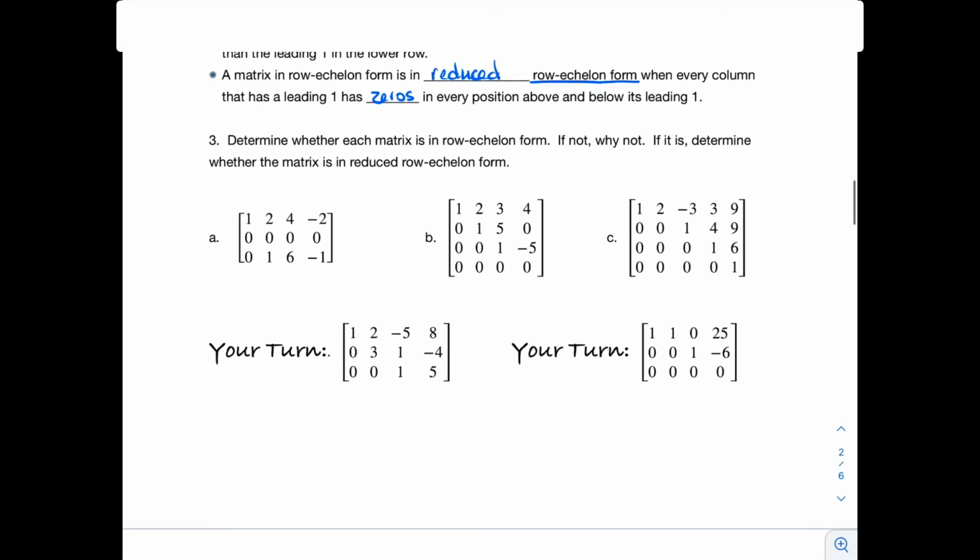Okay, so now let's learn to recognize row echelon form, whether it is or it isn't. In example A, we're looking to see if this is in row echelon form, checking whether those four characteristics are met. If it is, then we'll see if it's also in reduced row echelon form. I have a leading one, but then I have a row of all zeros, and that row of all zeros is not at the bottom, so this is not in row echelon form.